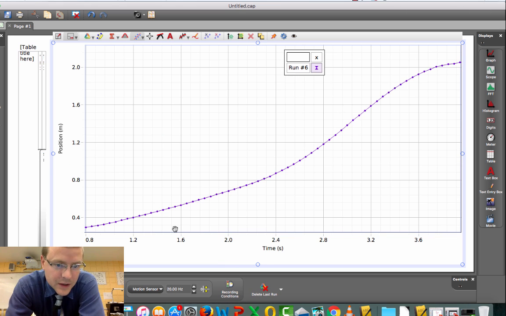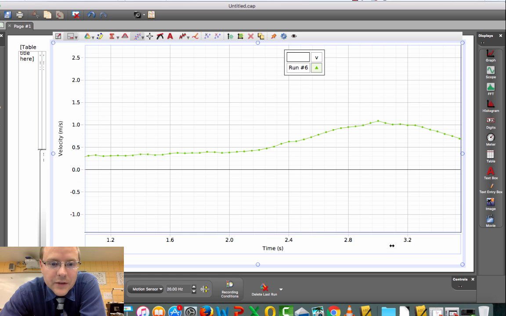Scenario 6. You can see me moving away from the sensor, and around the 2.5 second mark, I start moving faster away from the sensor. So here's the velocity graph for that one. You can see me moving in the positive direction with a positive velocity, and around the 2.5 second mark, I go up to a higher positive velocity. This should be a nice flat line again. I'm just a human, so I'm not perfect.